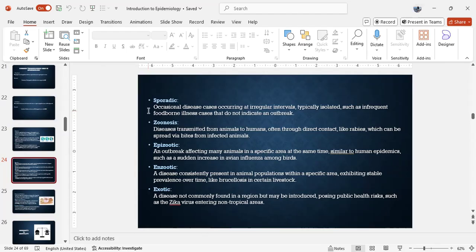Epizootic is an outbreak affecting many animals in a specific area at the same time, similar to human epidemics, such as a sudden increase in avian influenza among birds. And enzootic is a disease consistently present in animal populations within a specific area, exhibiting stable prevalence over time, like brucellosis in certain livestock. And then exotic is a disease not commonly found in a region, but may be introduced, posing public health risks, such as Zika virus entering non-tropical areas.